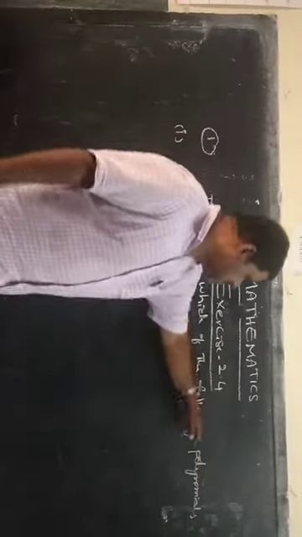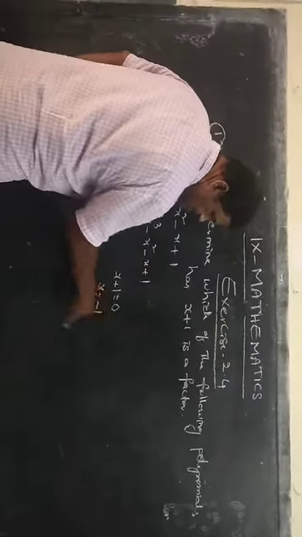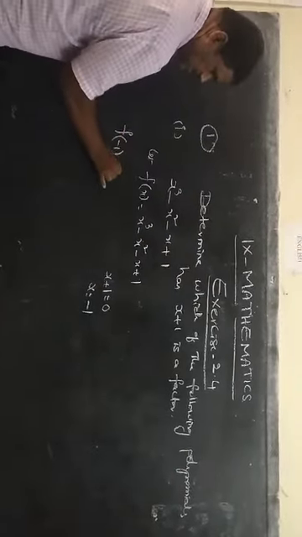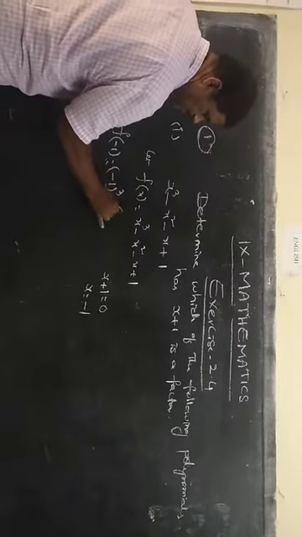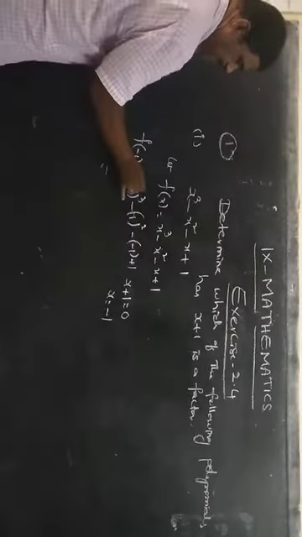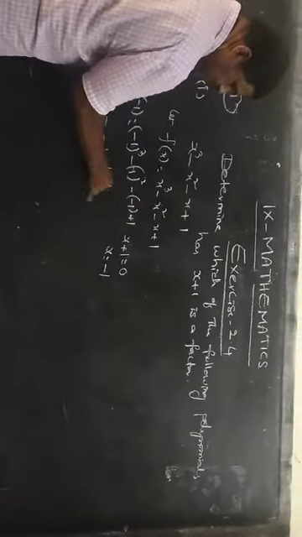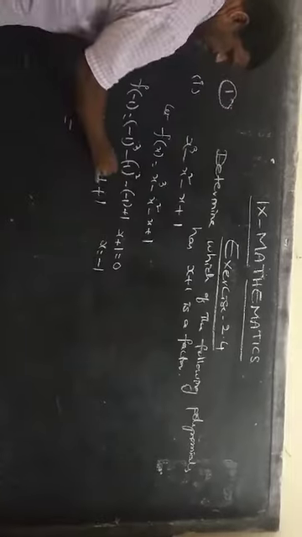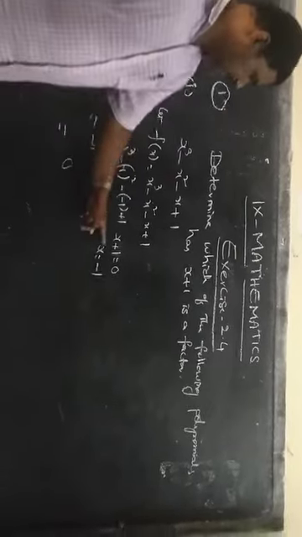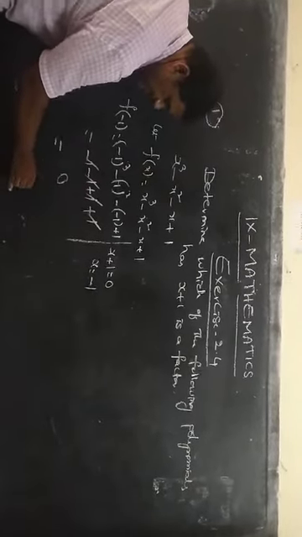If you want to know whether x plus 1 is a factor or not, you equate x plus 1 to 0 and find the x value, that is minus 1. That minus 1 we have to substitute here. Minus 1 cube, minus 1 into minus 1 whole square, minus of minus 1 plus 1. Minus 1 whole cube is minus 1, minus 1 whole square is 1, minus into minus is plus 1, and plus 1. Minus 1 plus 1 cancel, minus 1 plus 1 you can cancel. On substituting x is equal to minus 1, we got 0 as the answer. Therefore, x plus 1 is a factor.